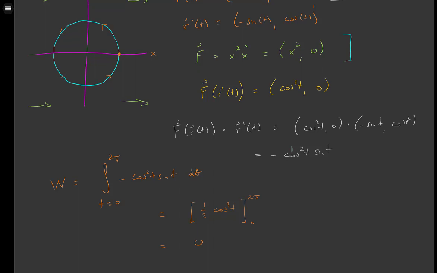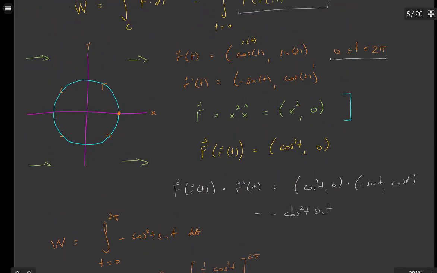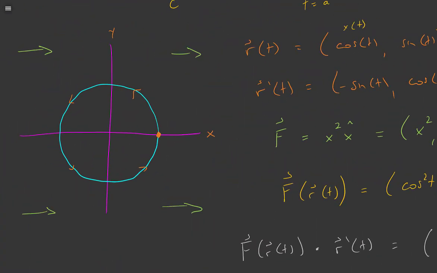Can we make sense of this result? Well, if we go back to our curve and imagine what's happening to this particle as it goes around the curve, we see that we do have this perfect balance such that the work should be 0. For example, at this point here, the force is acting in the positive x direction, but that dr vector will be pointing in this direction.